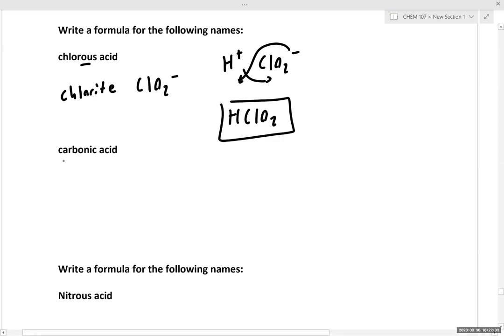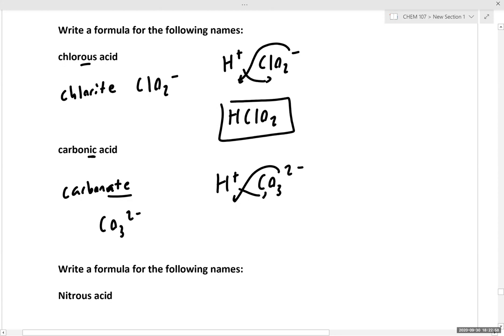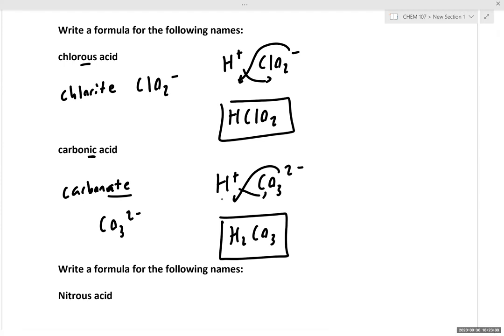A little bit more interestingly, carbonic acid: IC is derived from ATE, so carbonic acid is derived from carbonate. Carbonate is CO3 2 minus. Now we cross our charges. We have H plus and CO3 2 minus, and that gives us H2CO3. Do these examples make sense to everyone? Is everyone comfortable with these examples so far? Any questions so far?